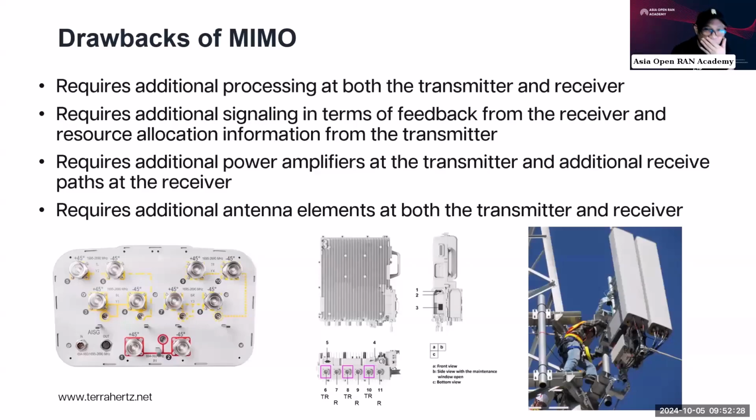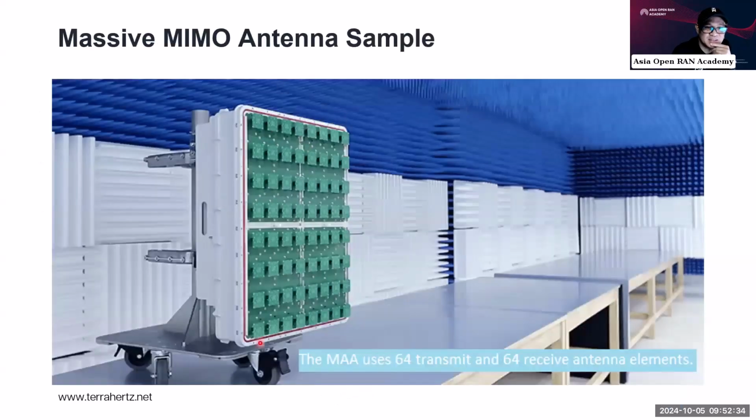So when you look inside a MIMO antenna, it looks something like this. This is the massive MIMO antenna. This is a typical Nokia massive MIMO antenna. You can see it has many antenna elements. Earlier we saw only two antenna elements, which we simulated. So what does that mean?